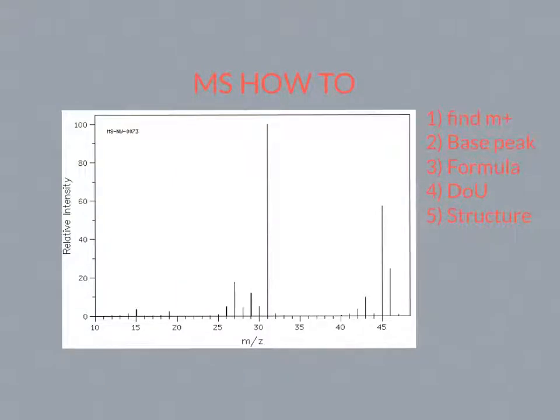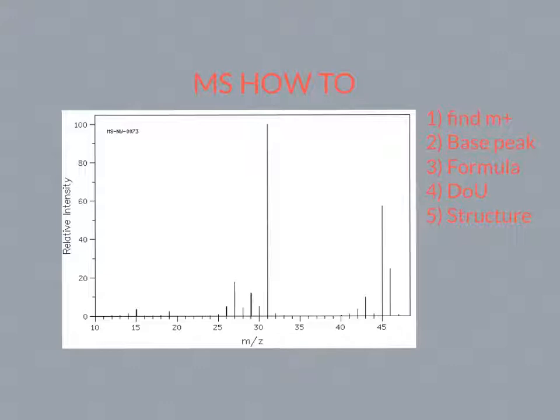For mass spectrometry, we have 5 different steps that we use. The first one being that we find our M+, which is usually the peak farthest to the right on our graph. We will write that down and we will use that later. Secondly, we will go to our base peak, which is the largest peak on our graph. Thirdly, we will find the formula. Now there are some elements that we can find based off mass spectrometry alone. Many times it is necessary to use IR spectrometry to identify as well.